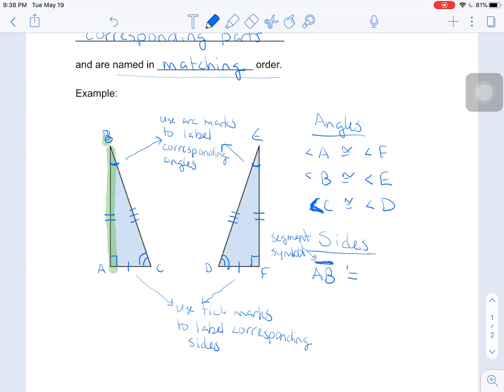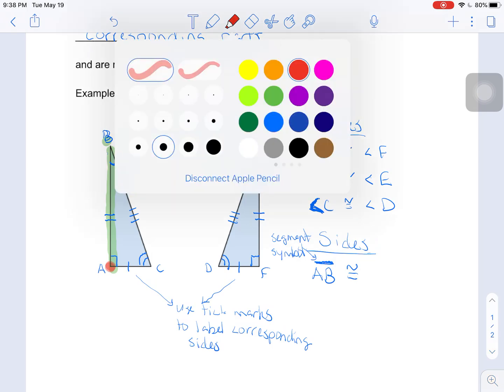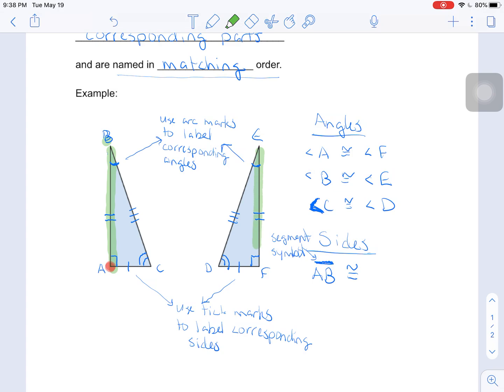So AB, congruent. Now, here's where we get into the matching order part of this. Looking at this green side, the first side that we named, out of the A and the B, we named the A first. So we started at the right angle, which means when we're naming the matching side, which is going to be right here, right?